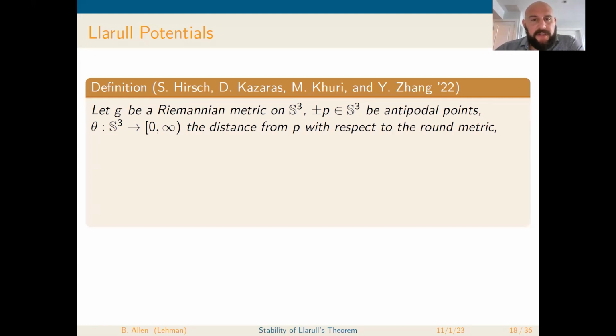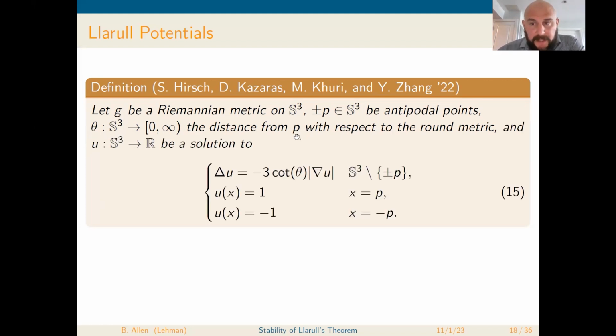But because we're only going to study this in the setting of Llarull potentials, we give it this kind of sexier name of Llarull potentials. So that's what we call it. The Llarull potential is specifically a space-time harmonic function on the sphere. Here, theta is going to always represent distances on the round sphere from some pole P.